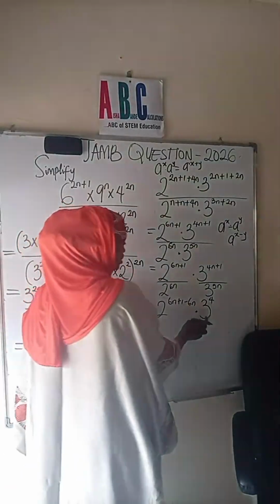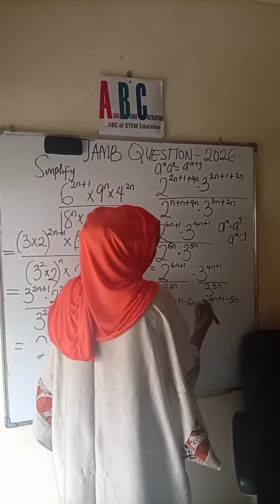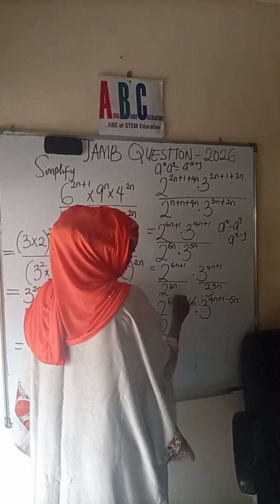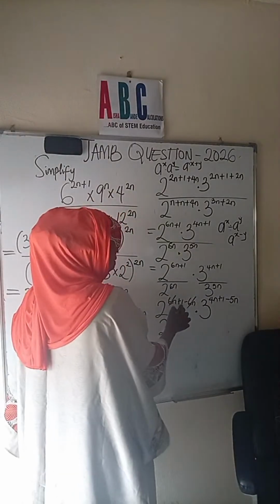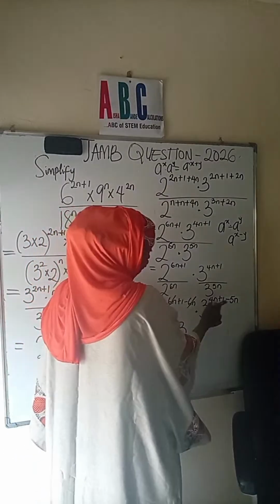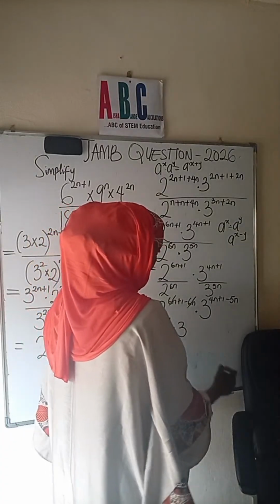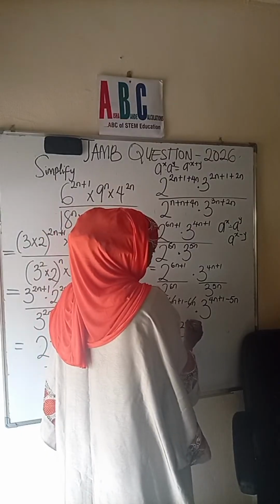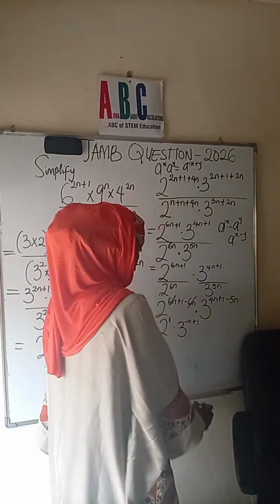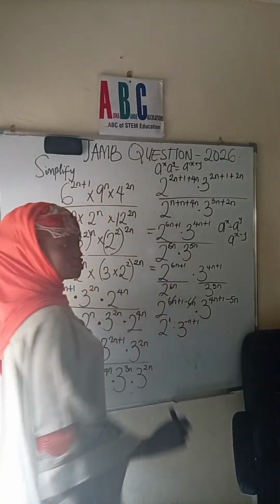So this becomes 3 to the power of 4n plus 1 minus 5n. So we keep simplifying. This becomes 2 to the power of 6n minus 6n cancels out, that becomes a 0. So what we have left is the power of 1 times 3 to the power of, now we have 4n minus 5n. 4n minus 5n will give us what? 4n minus 5n is minus n, right? So we have minus n plus 1. Hope you're together. Hope you understand up to this point before I move on.